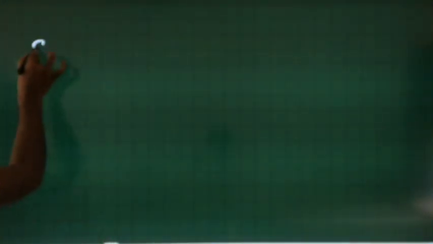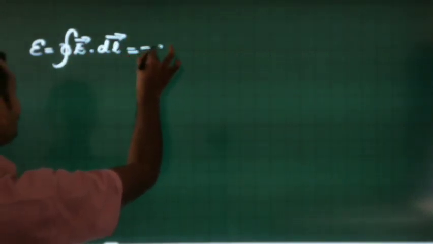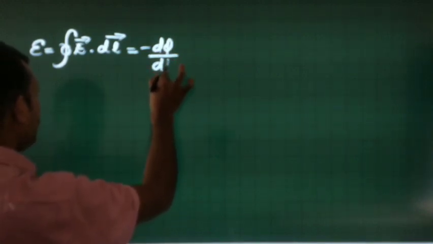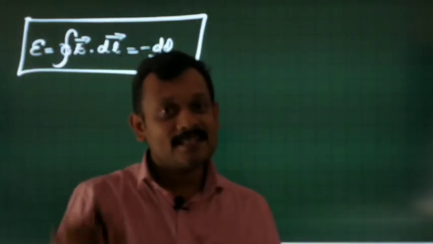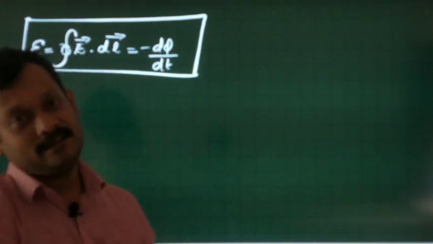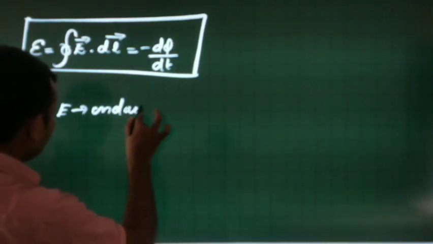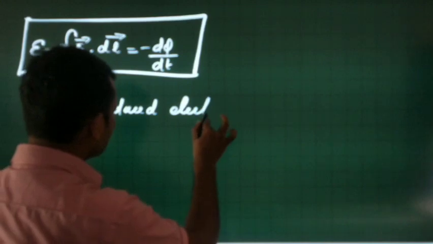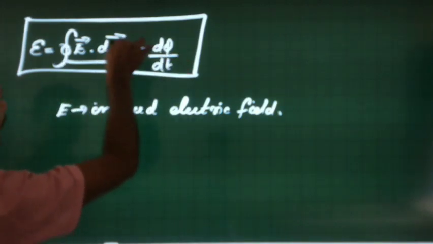Further, we have induced EMF. EMF of a cell is defined as the work done by the electric field in order to take a charge in a closed path, including the cell: closed integral E dot dl. You study this formula. This is equal to minus d phi by dt. So this electric field is called the induced electric field. Now, what is this telling? Is it equal to zero?